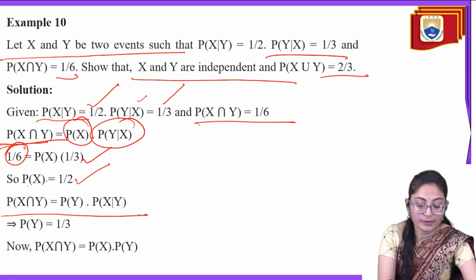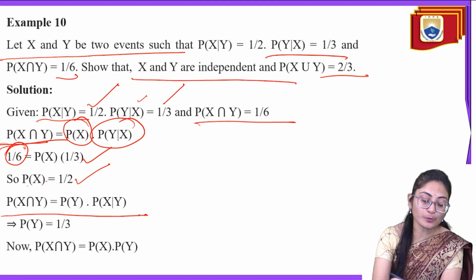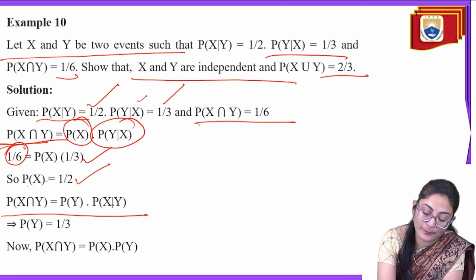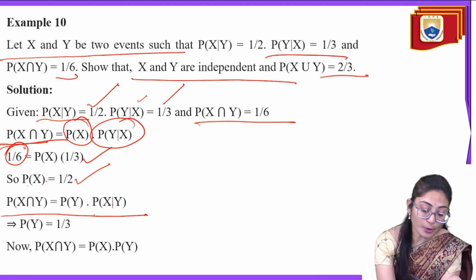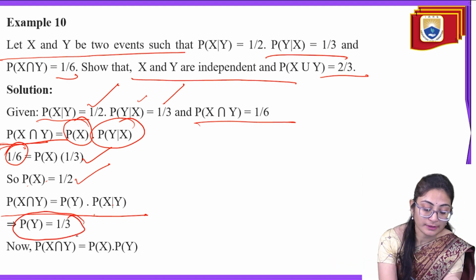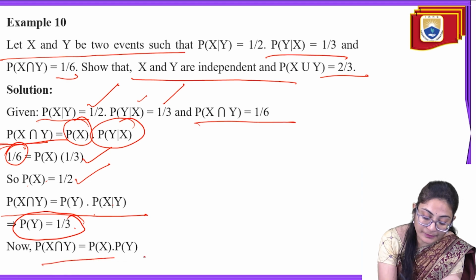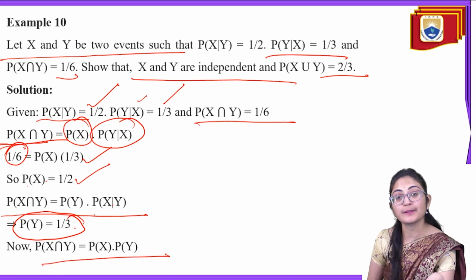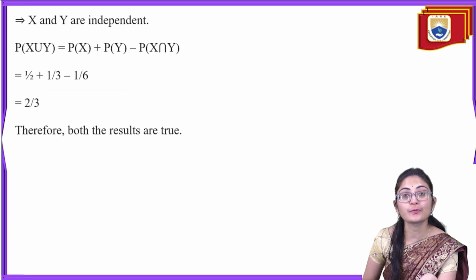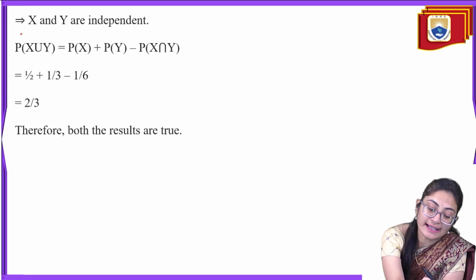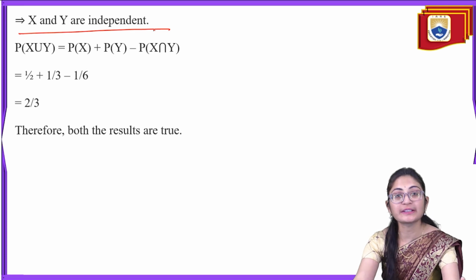Now you can find out another value of P of X and Y, again P of Y into P of X given Y. Now P of Y value we got, that is 1 by 3, and after solving, P of X and Y is equal to P of X into P of Y. Now here X and Y are independent.